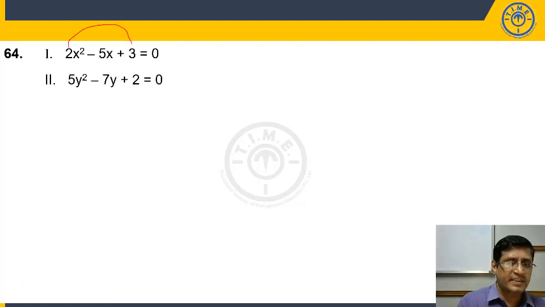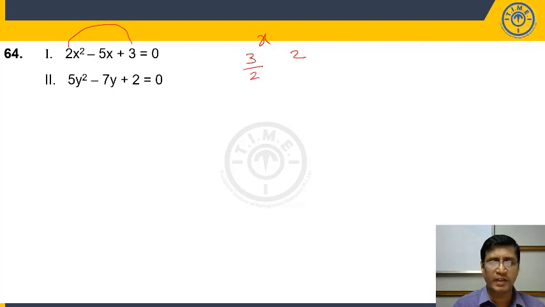So 2 plus 3, that is a 5. So minus 3 minus 2 will become plus 3 and plus 2 by the coefficient of x square, that is 2. The roots are 3 by 2 and 2 by 2. And the sum of these two values is equal to the middle term.